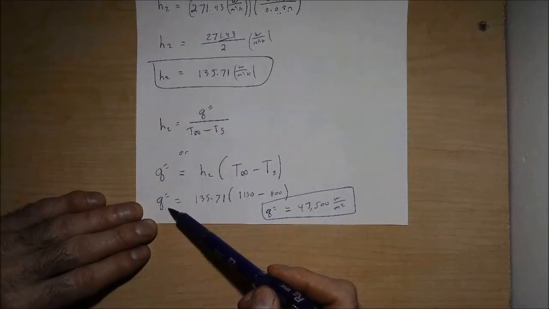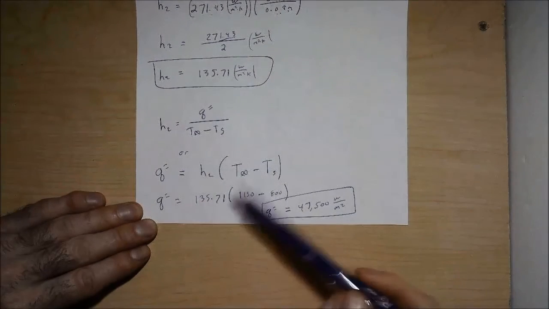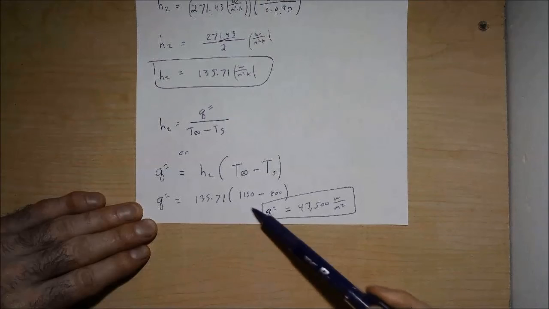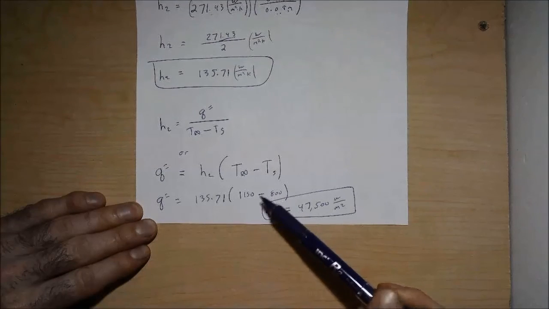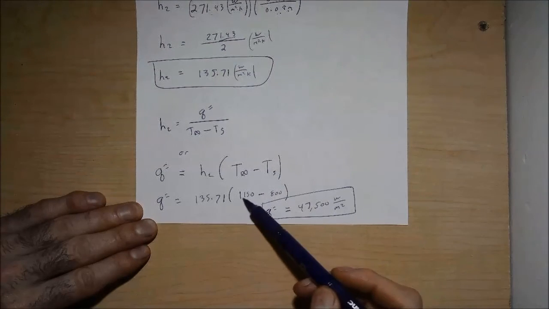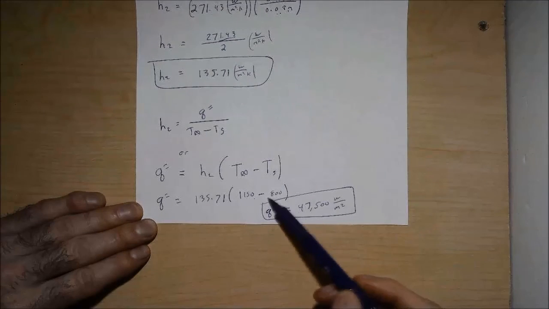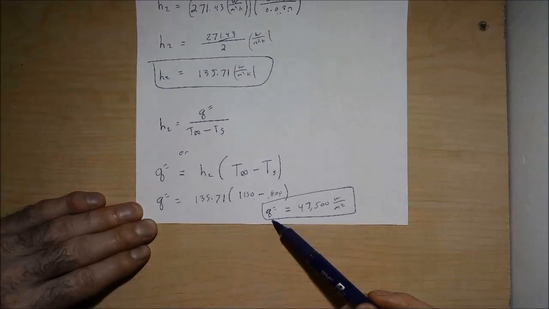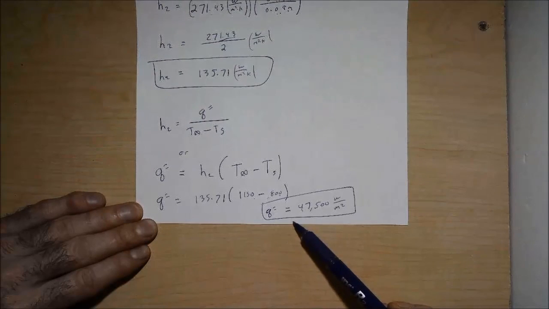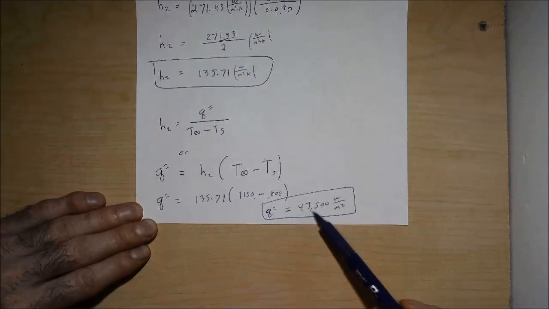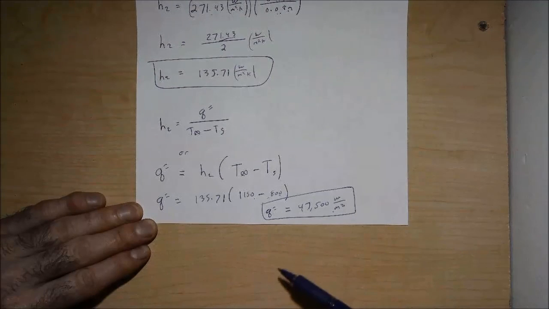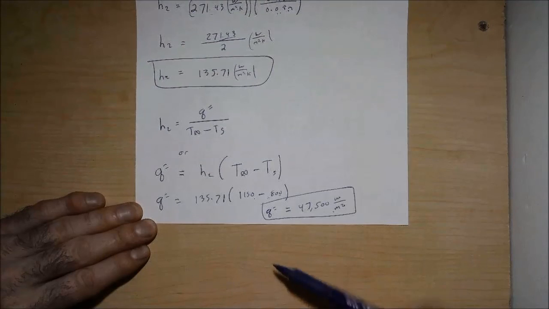So we can say that our heat flux is this h2 value that we just solved for, 135.71 watts per meter squared times Kelvin, times our temperature difference in Kelvin, which is now going to be 1150 minus 800 for case 2. We do this out, and our Kelvins cancel, so we end up with a heat flux in the correct units of 47,500 watts per meter squared. So now we've solved for our heat flux for case 1 and for case 2.